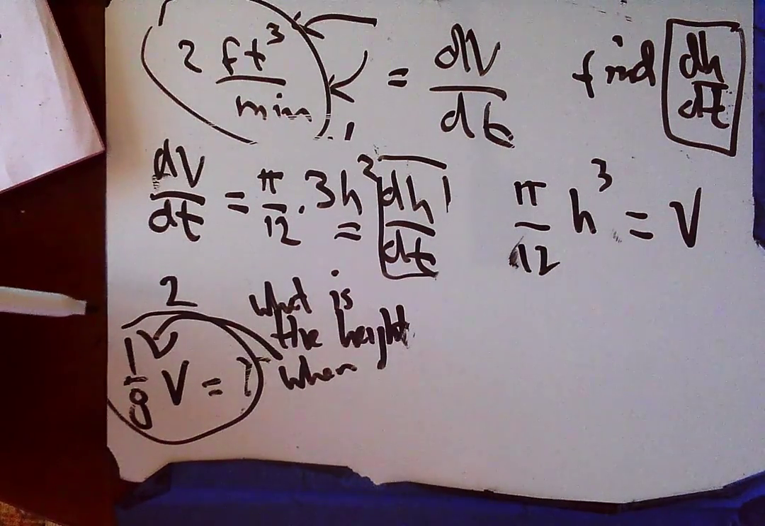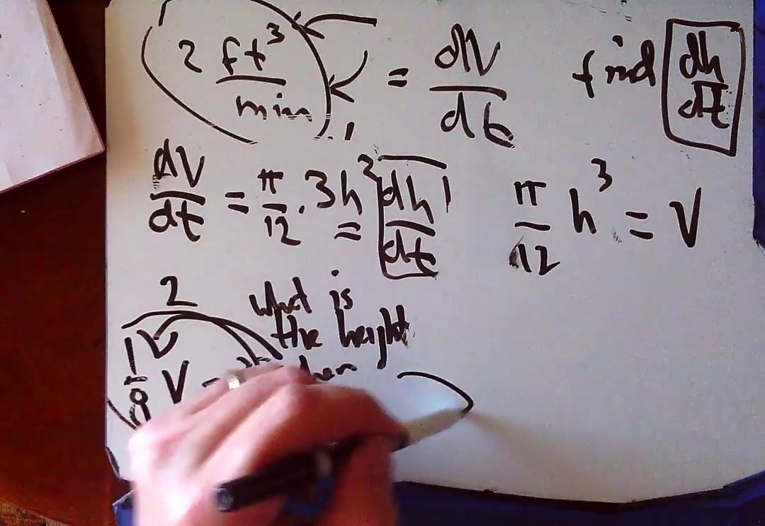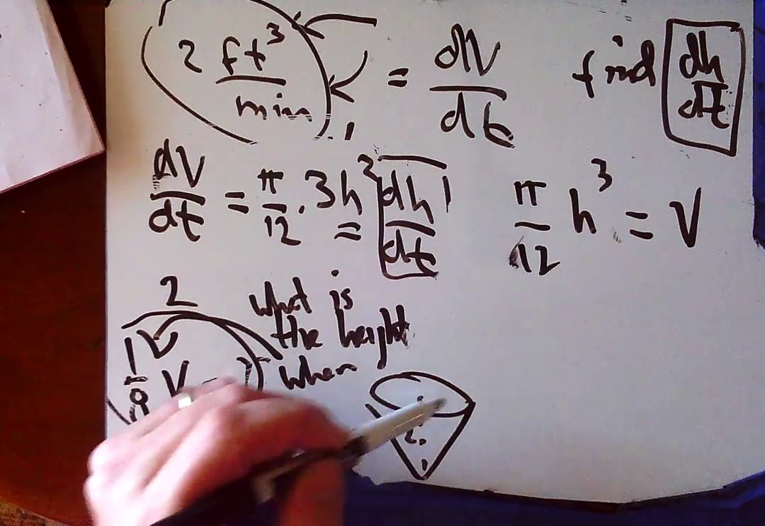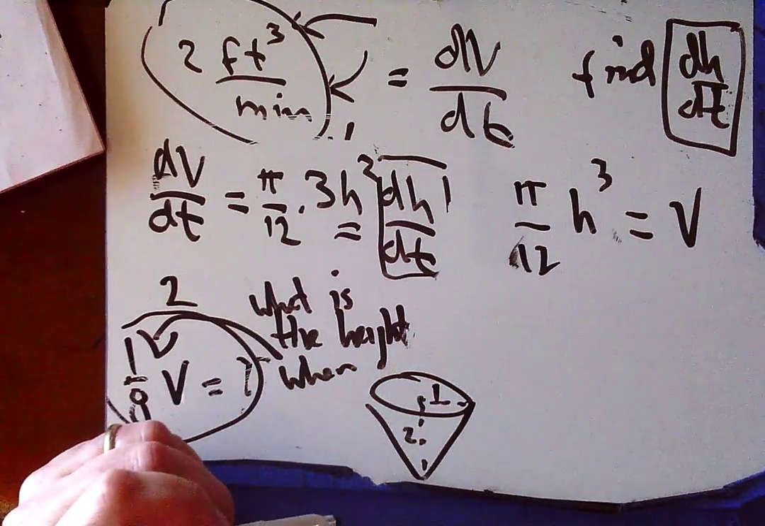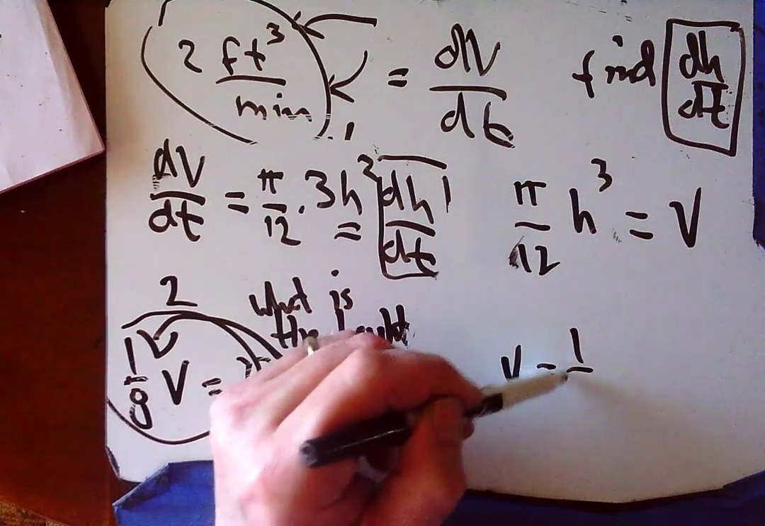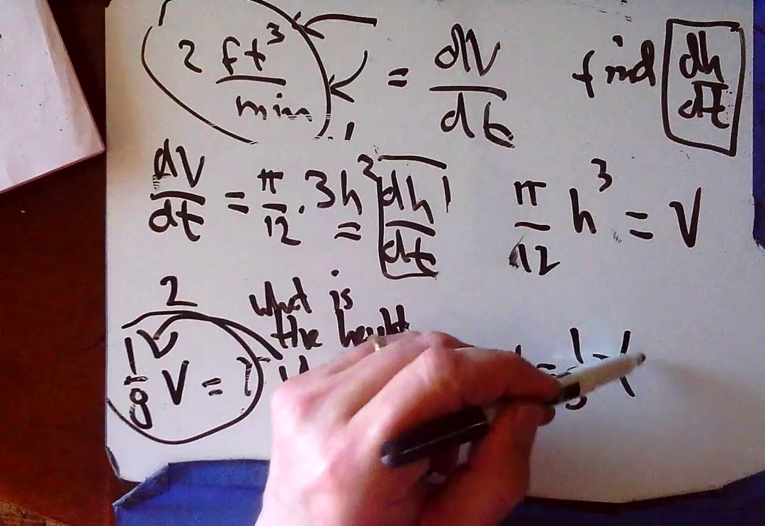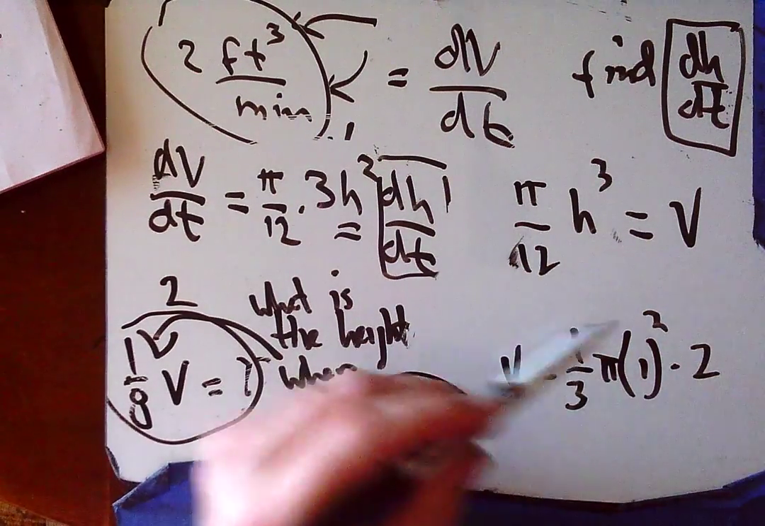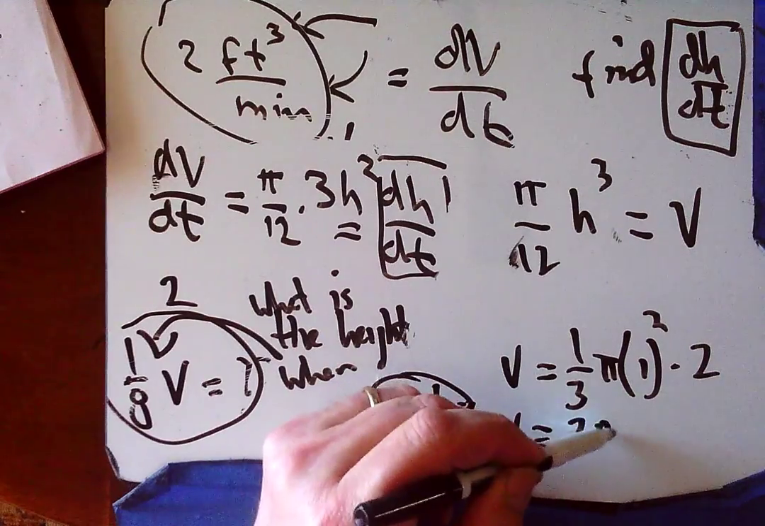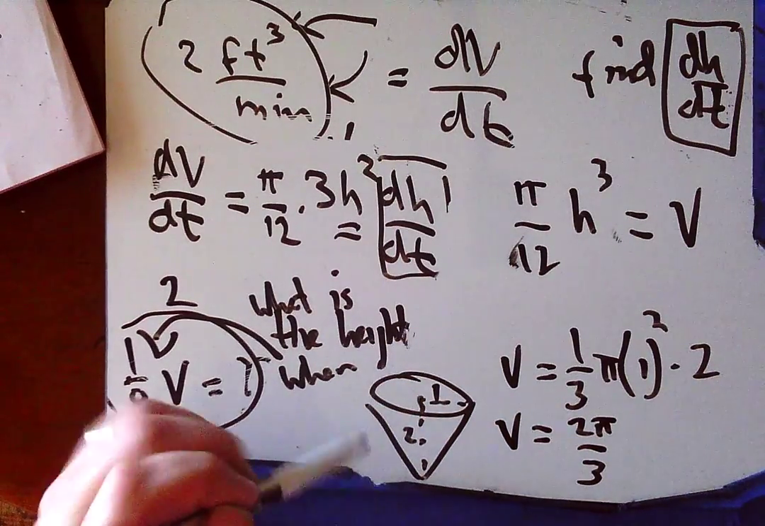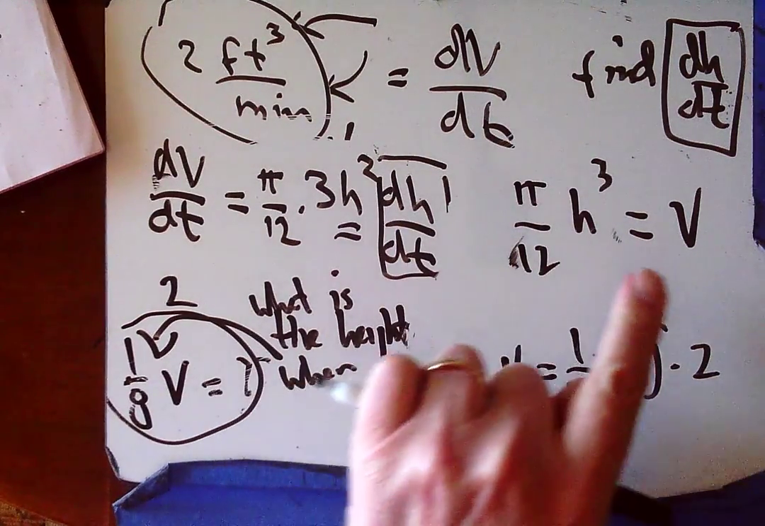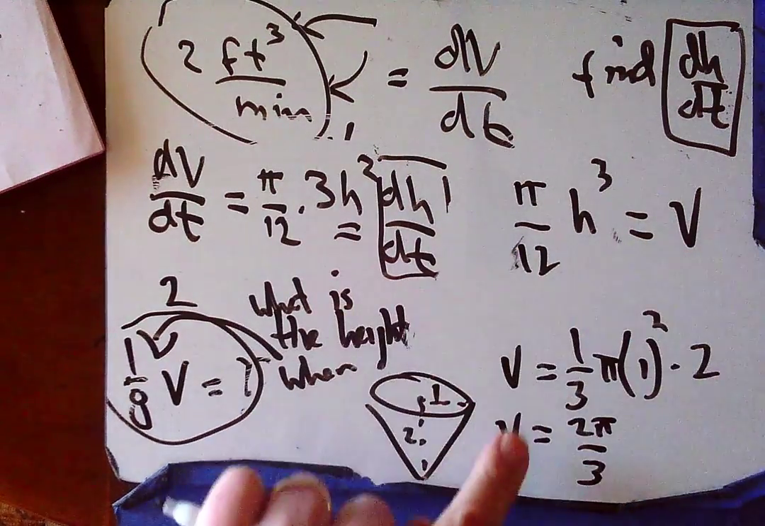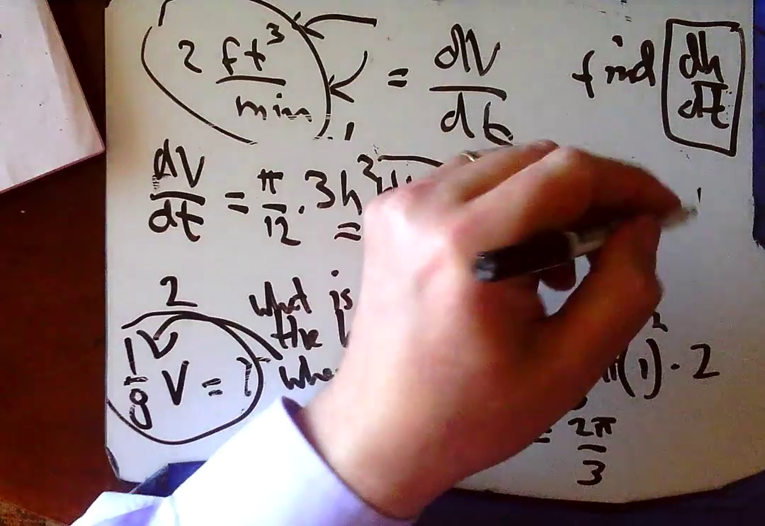Well, what is the normal value here? They told us that the height of the cone was 2 and the radius was 1. So volume equals 1/3 pi 1 squared times 2. Okay, so volume equals 2 pi over 3. So what I want to know is, when is this equal to 2 pi over 3?